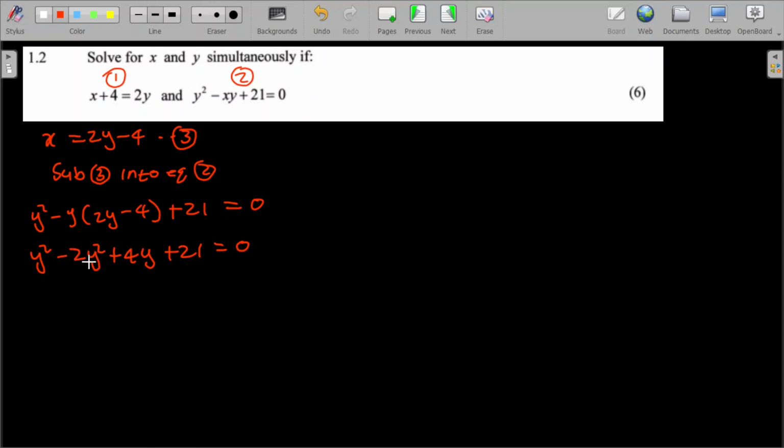Now, collecting like terms here is going to give me a negative y squared plus 4y, then plus 21 is equal to 0. From here, you can go straight with your quadratic formula, or to avoid this negative, you can take these things to the other side. So it's going to be equal to y squared minus 4y minus 21. And then from here, just go straight into your quadratic. But if you know how to factorize, you can factorize.